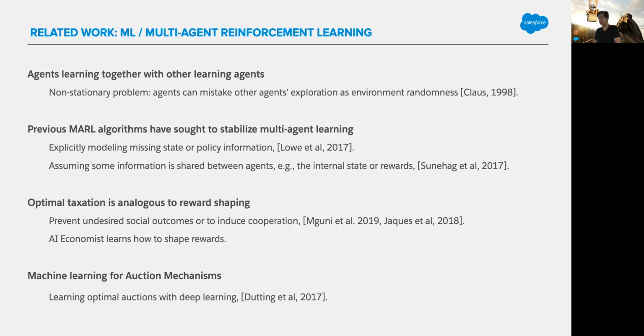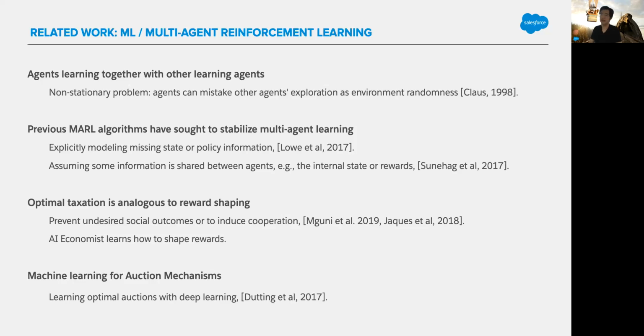Now, there's a number of papers that have tried to stabilize this type of instability. For instance, by modeling other agents. The idea is that if you understand how the other person is changing its policy, or what its policy even was, then you might have an easier time adjusting to their change.